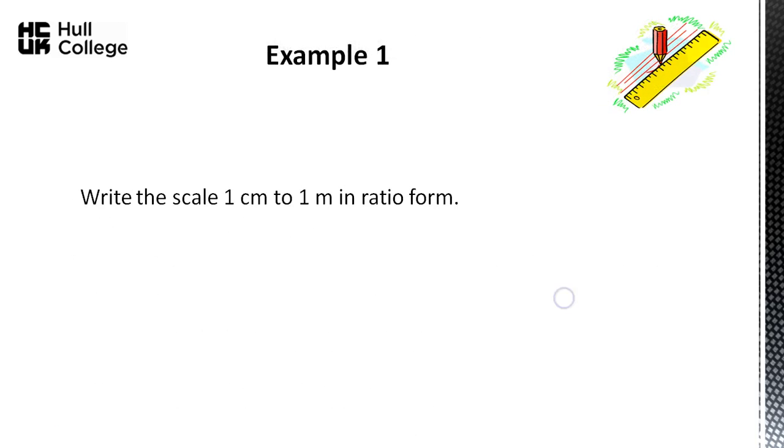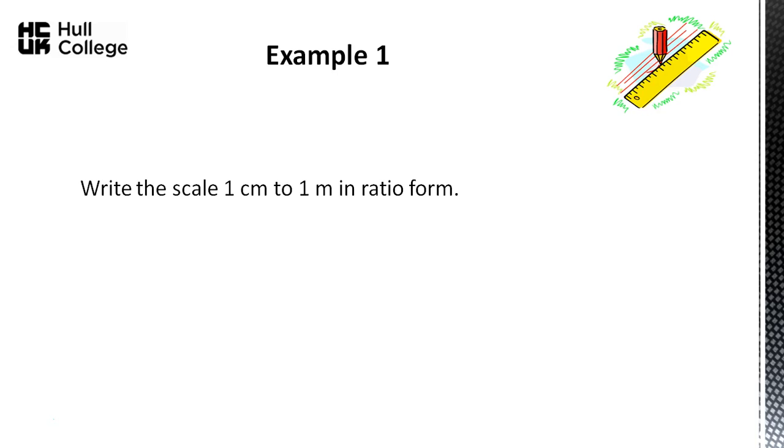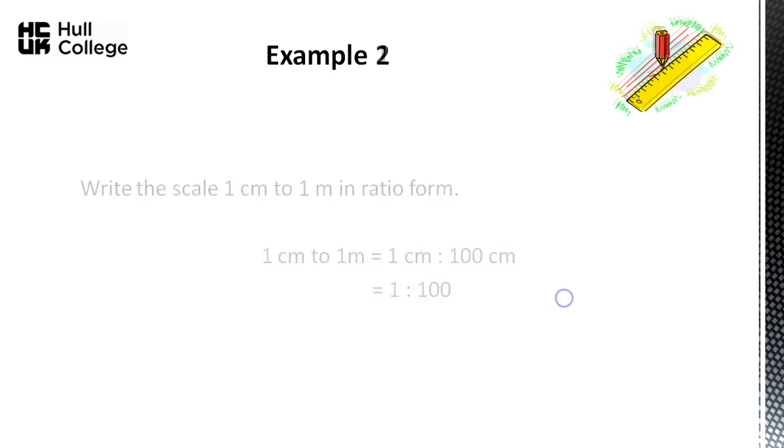Example 1. Write the scale 1 centimetre to 1 metre in ratio form. So first of all we have to put it back into equivalent units. So 1 centimetre to 1 metre equals 1 centimetre to 100 centimetres equals 1 to 100.